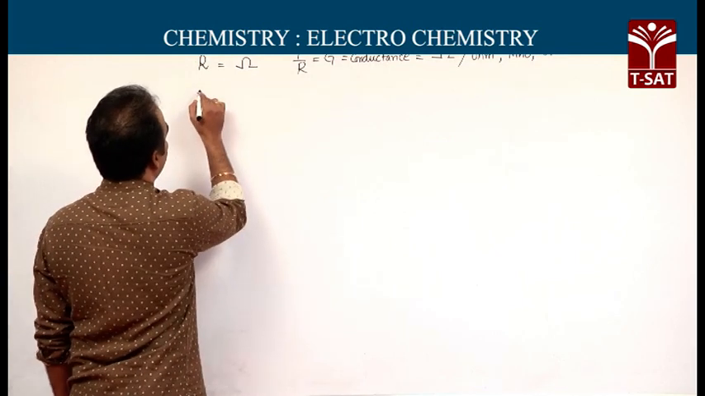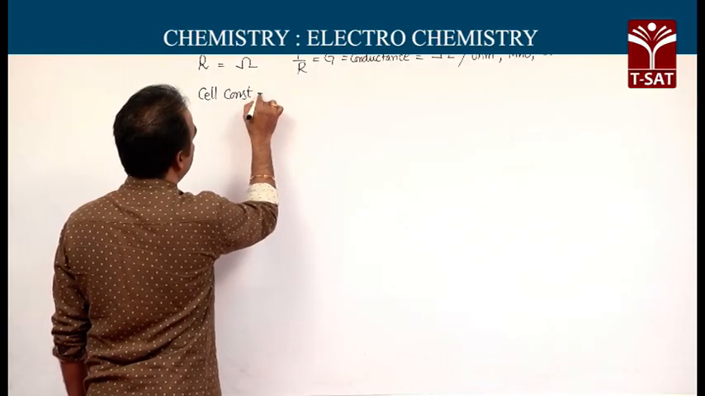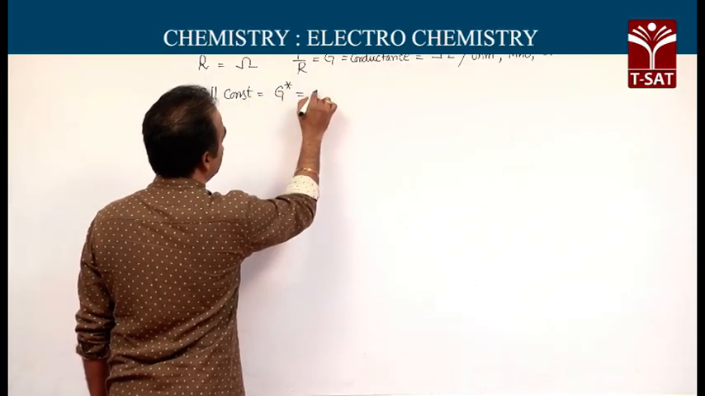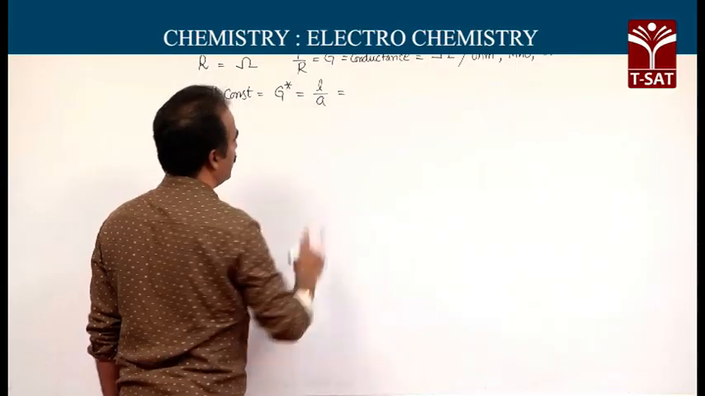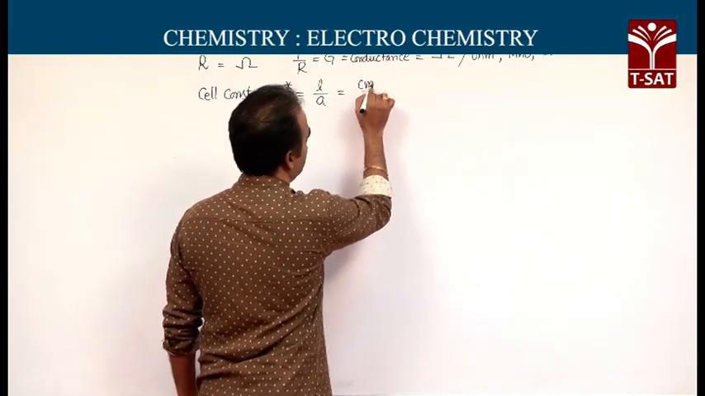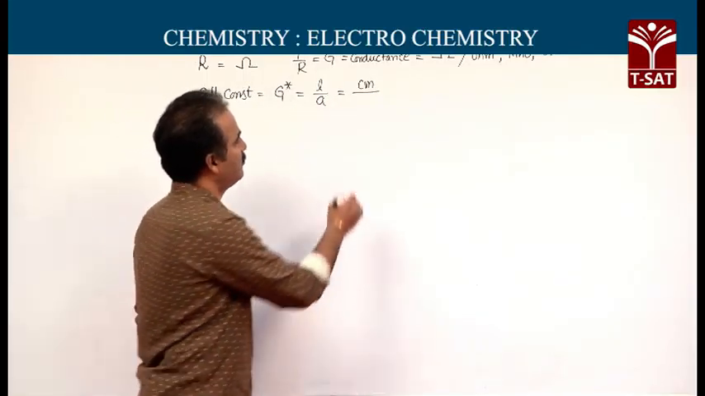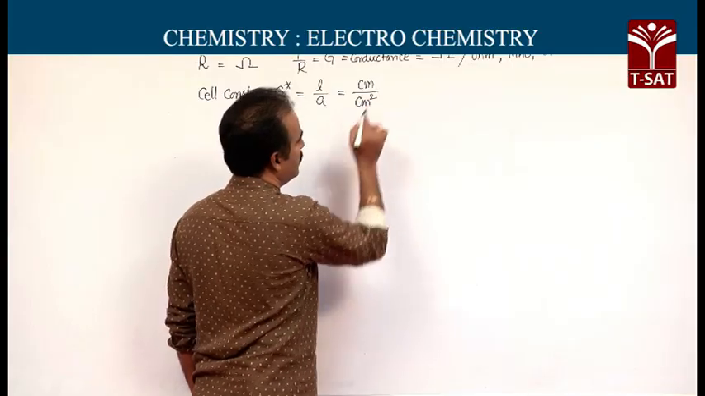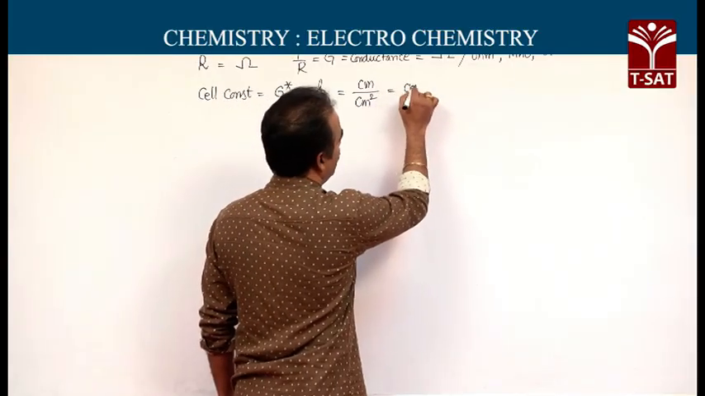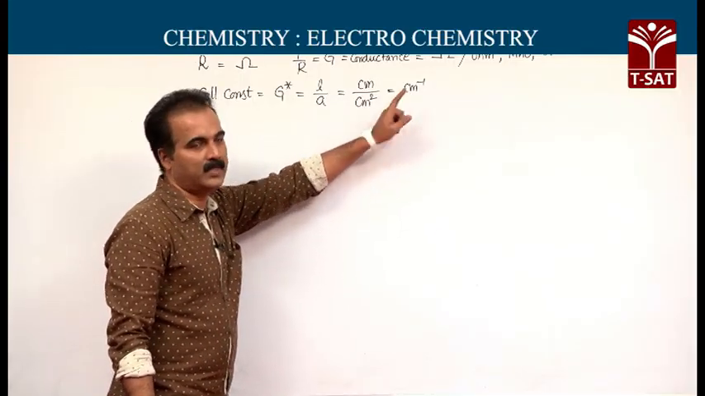And we have come across cell constant. Cell constant is G star, which is nothing but L by A. What is L? The distance between the plates, which we write in centimeters. And A is the area of cross section of the electrode, in centimeter square. Altogether, the unit of cell constant is per centimeter.